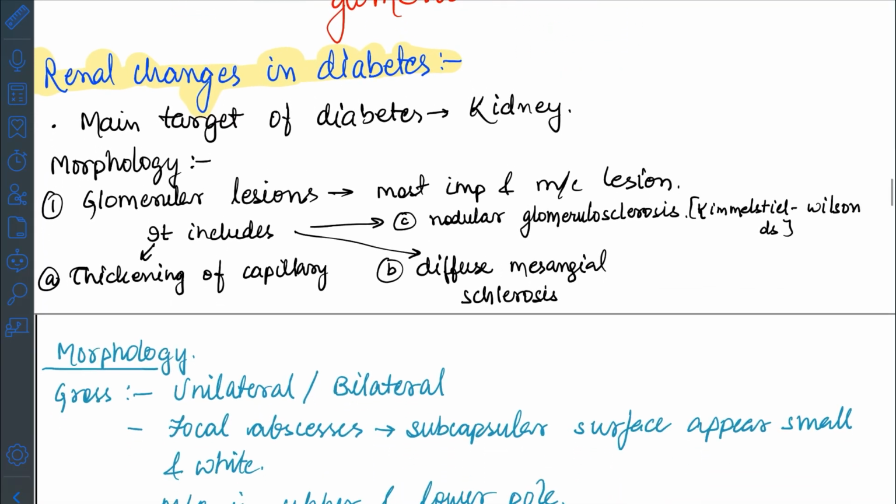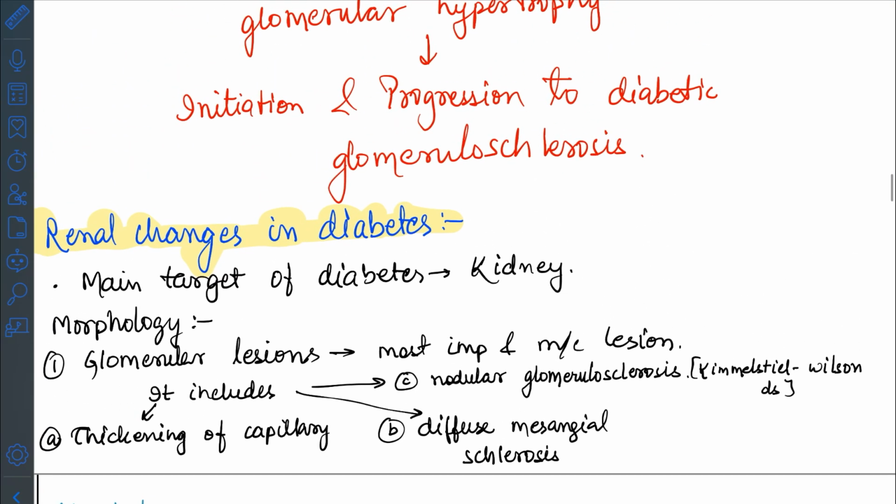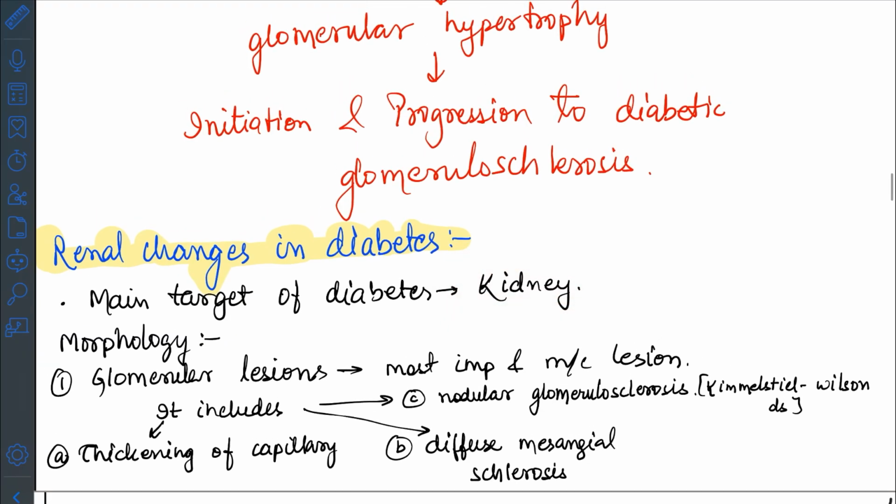The main target organ of diabetes is the kidney. The morphology of the kidney is seen here. First, we will talk about the glomerular lesions. These are the most important and most common lesions. They include thickening of the capillary, diffuse mesangial sclerosis, and nodular glomerulosclerosis, which is also known as Kimmelstiel-Wilson disease.